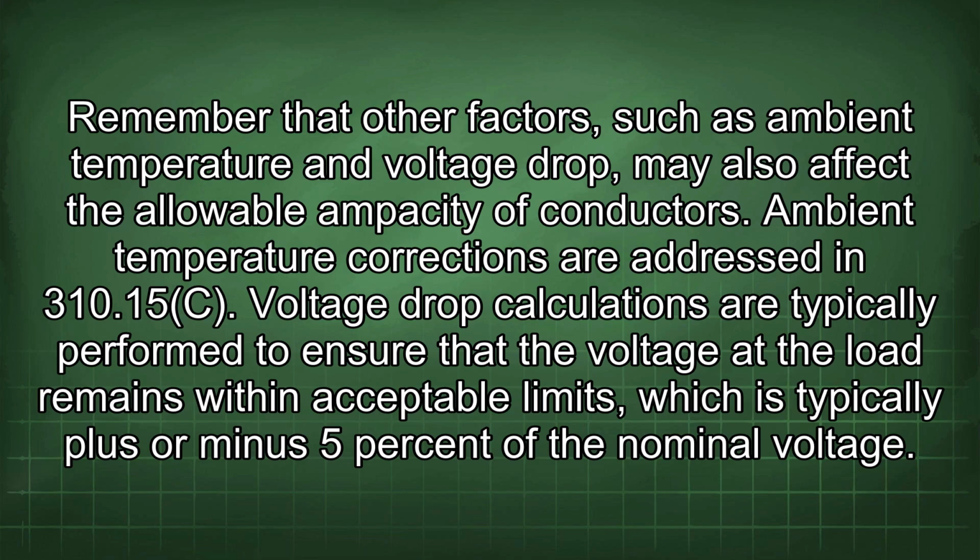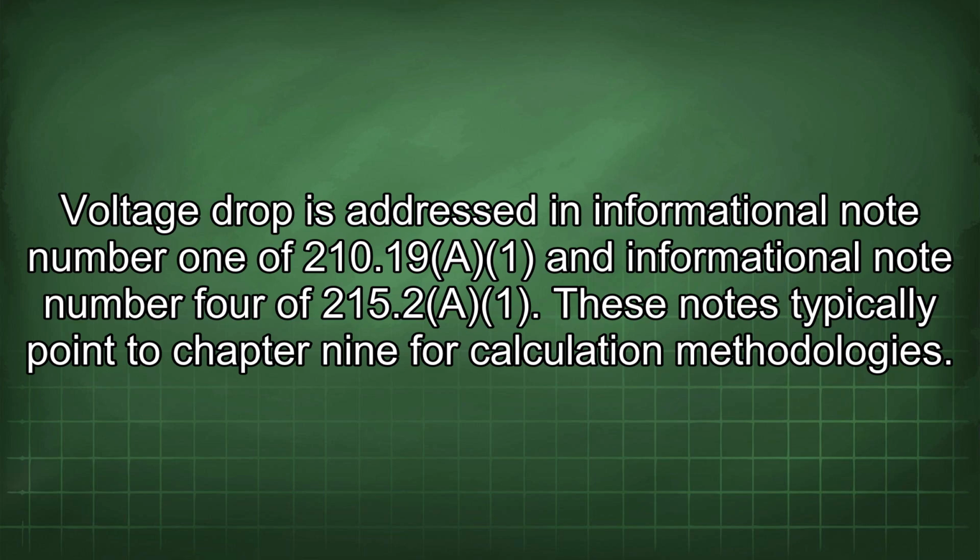Remember that other factors, such as ambient temperature and voltage drop, may also affect the allowable ampacity of conductors. Ambient temperature corrections are addressed in 310.15(C). Voltage drop calculations are typically performed to ensure that the voltage at the load remains within acceptable limits, which is typically plus or minus 5% of the nominal voltage. Voltage drop is addressed in Informational Note number 1 of 210.19(A) and Informational Note number 4 of 215.2(A). These notes typically point to Chapter 9 for calculation methodologies.